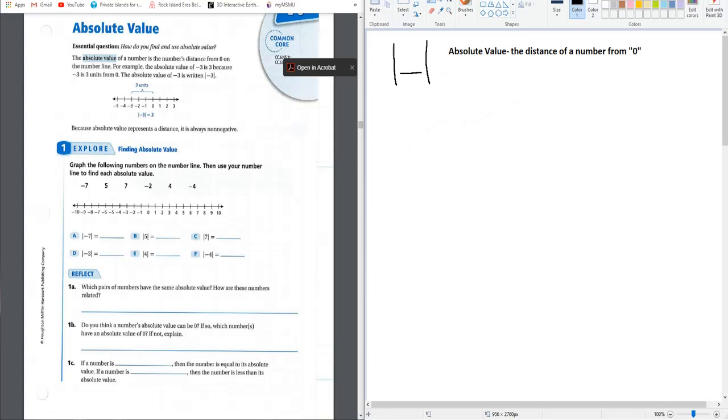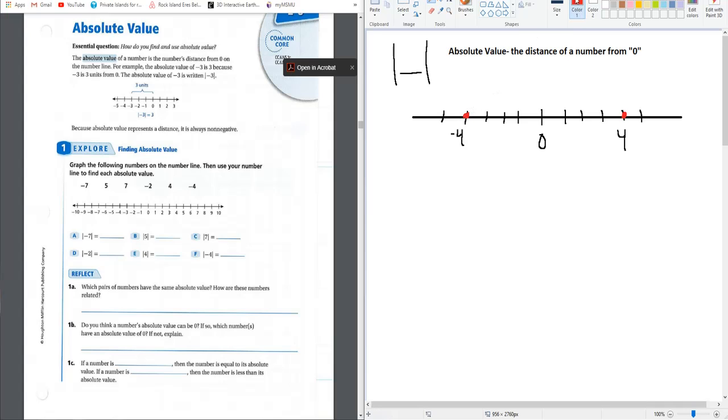So for example, if I had a number line, and let's say I had 0 here, and then 1, 2, 3, 4, 5. 1, 2, 3, 4, 5. Okay. So let's see this. If I had this one right here, +4 and -4. And then we have here and here.